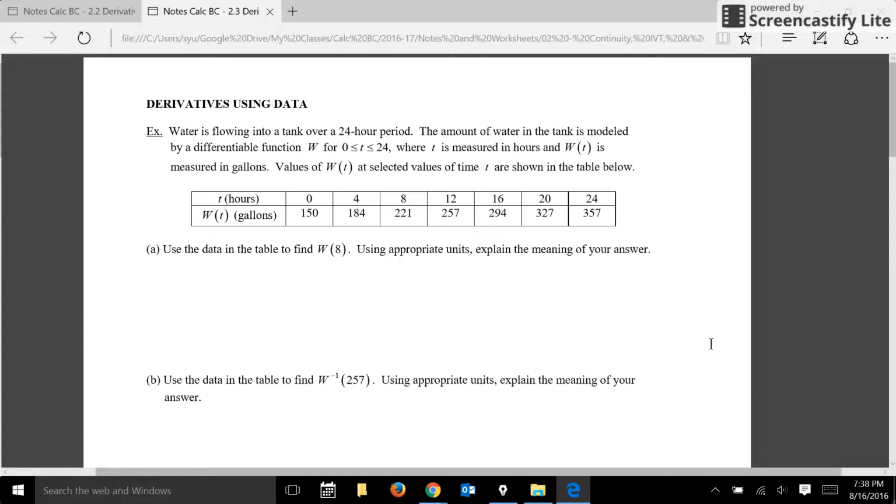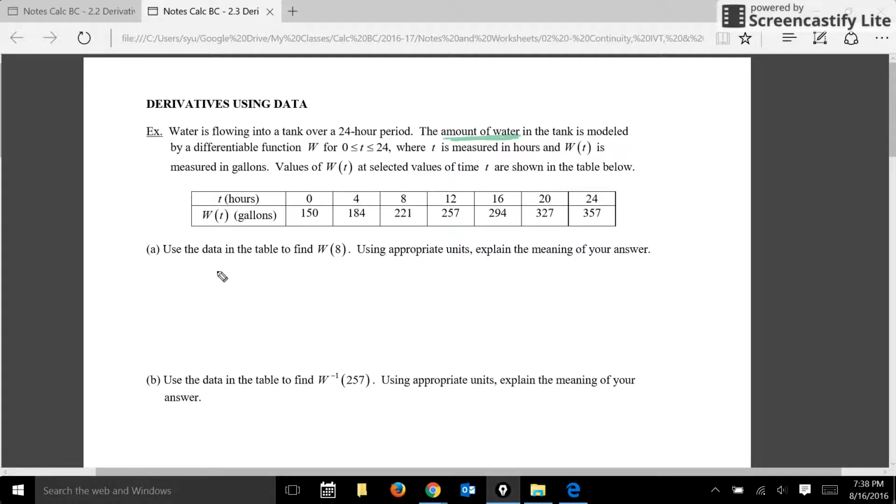Right, so we're given a word problem. As always, I recommend you circle, highlight, and underline important information. We've got water flowing into a tank. The amount of water in the tank is modeled by some function between 0 and 24, where t is measured in hours and the amount in gallons. So this is the gallons and this is our time. Now, using the data, we're supposed to find W of 8.